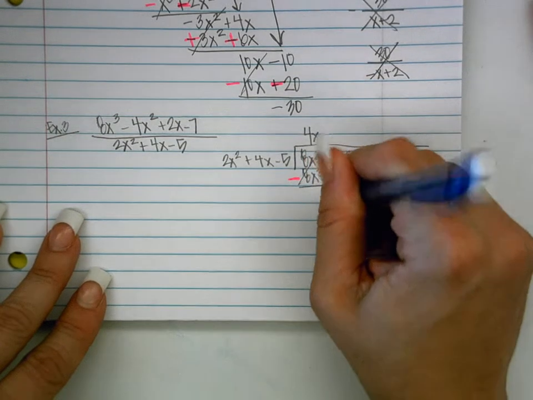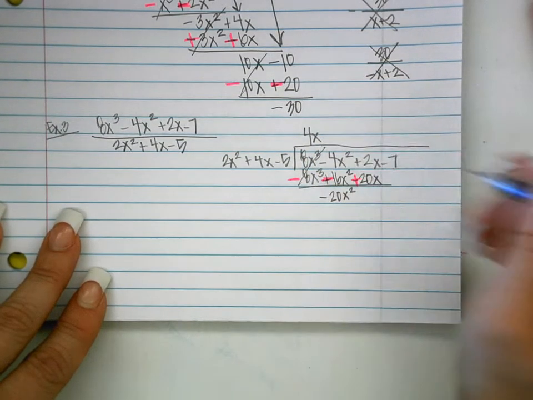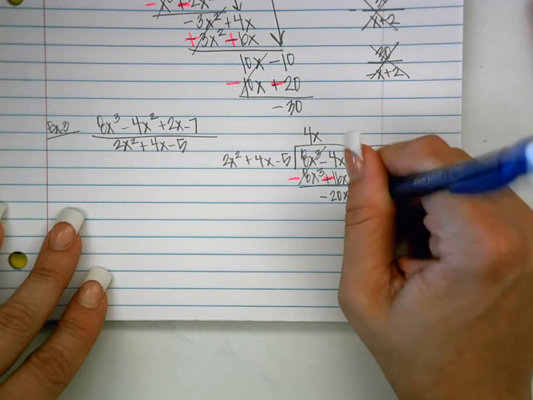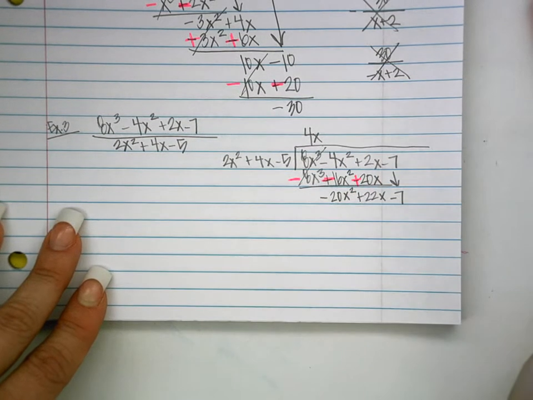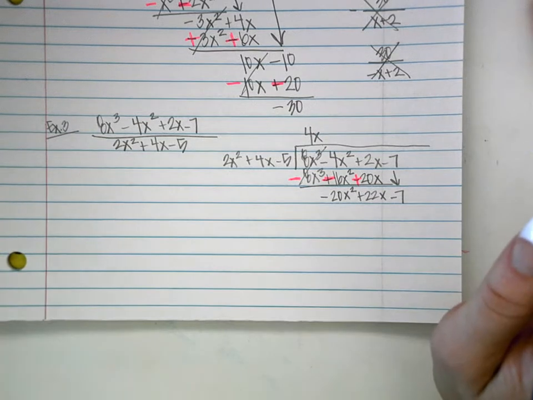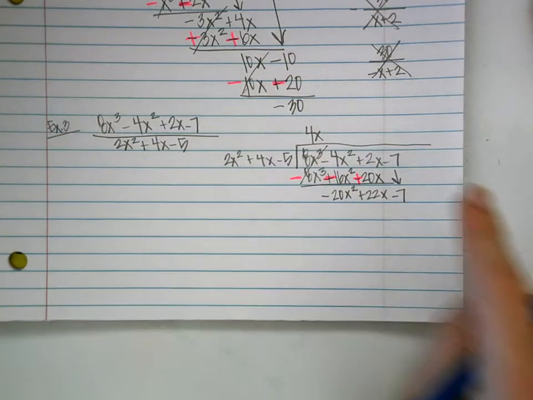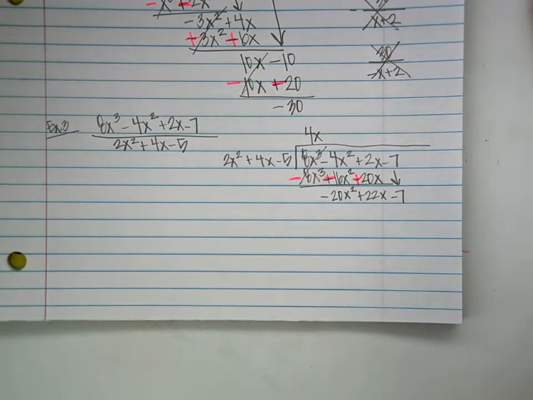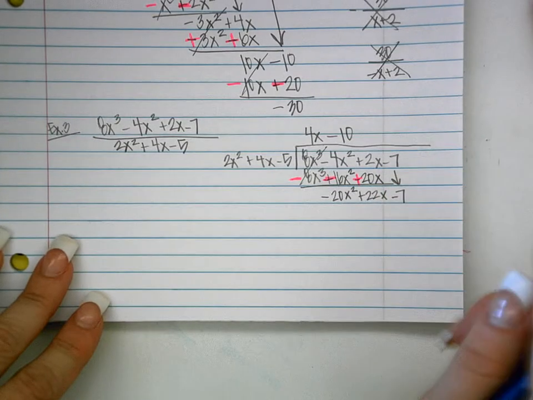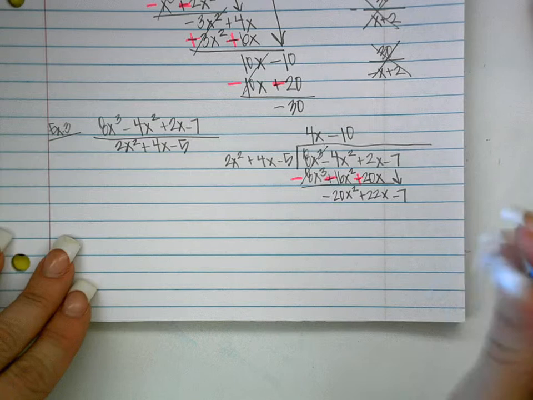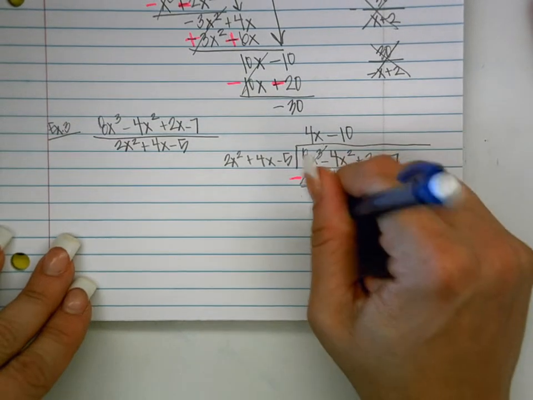Negative 20x squared plus 22x. Bring down the negative 7. Then what would you multiply by to get from 2x squared to negative 20x squared? Minus 10. Okay, multiply negative 10 times 2x squared, and we get negative 20x squared.